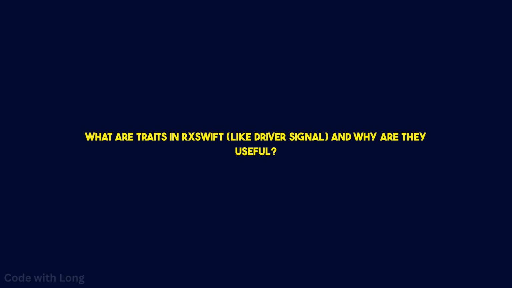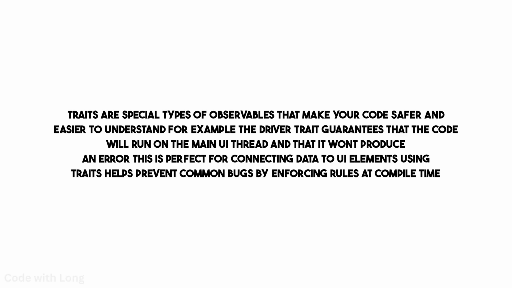What are traits in RxSwift like Driver and Signal, and why are they useful? Traits are special types of observables that make your code safer and easier to understand. For example, the Driver trait guarantees that the code will run on the main UI thread and that it won't produce an error. This is perfect for connecting data to UI elements. Using traits helps prevent common bugs by enforcing rules at compile time.